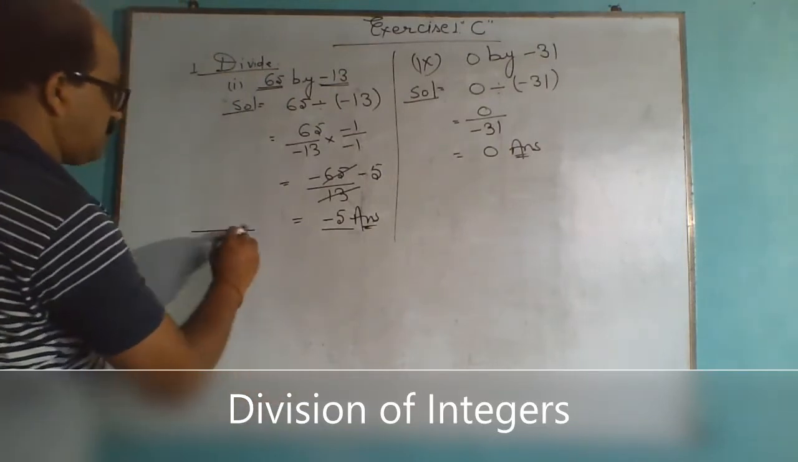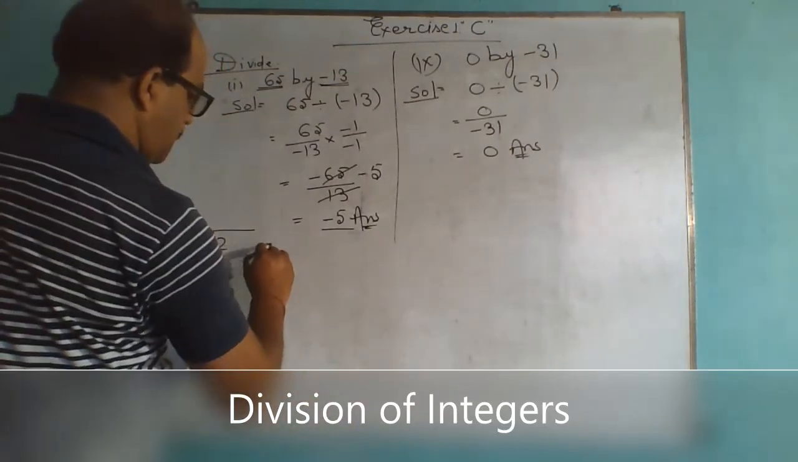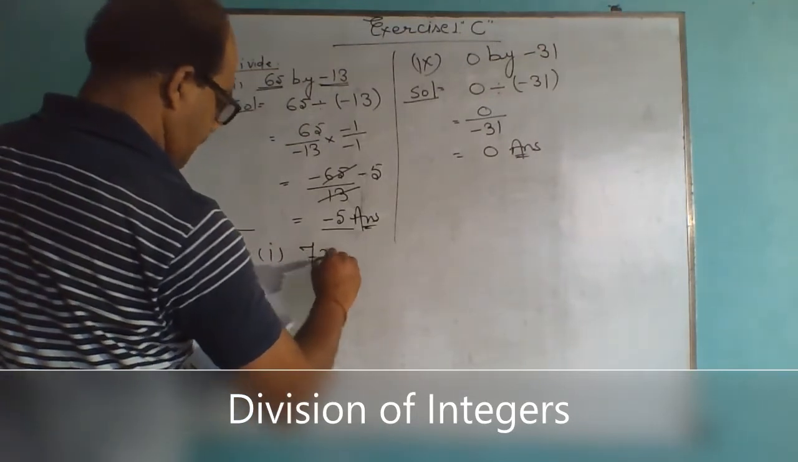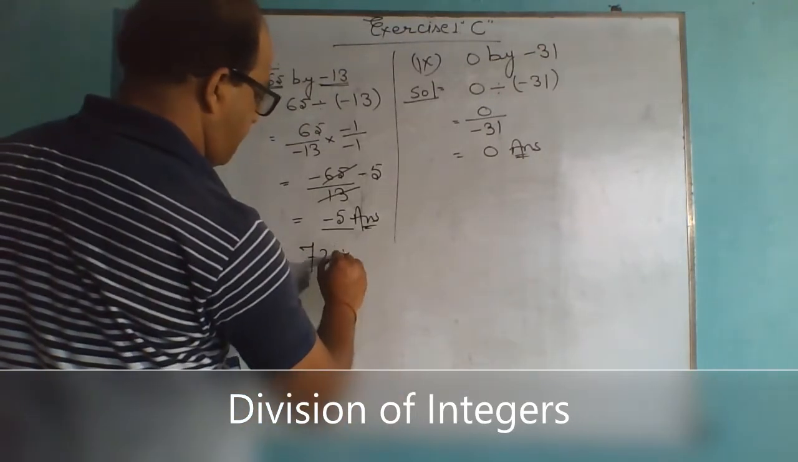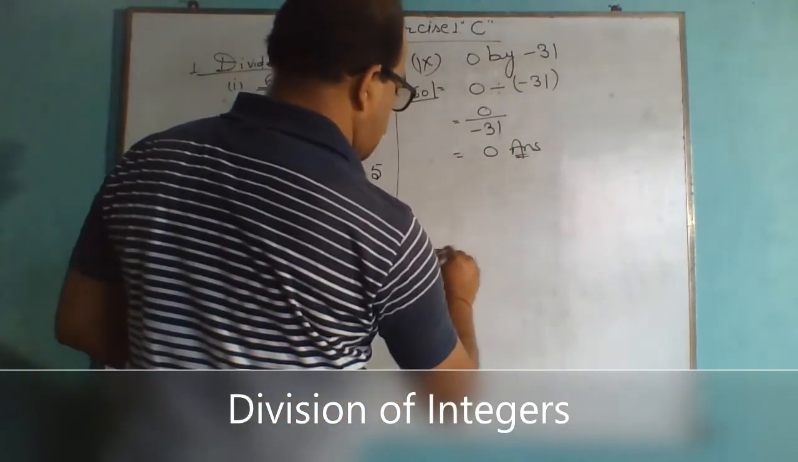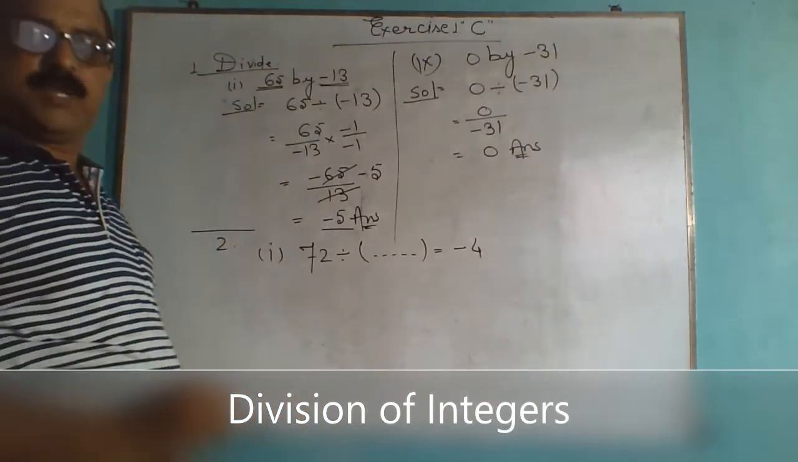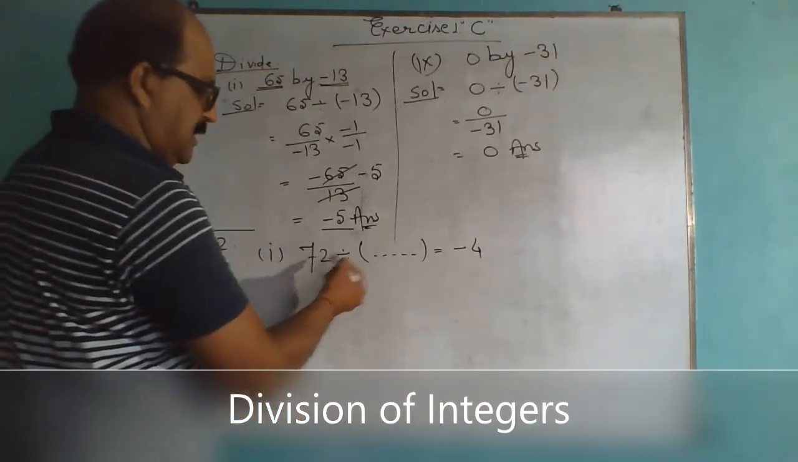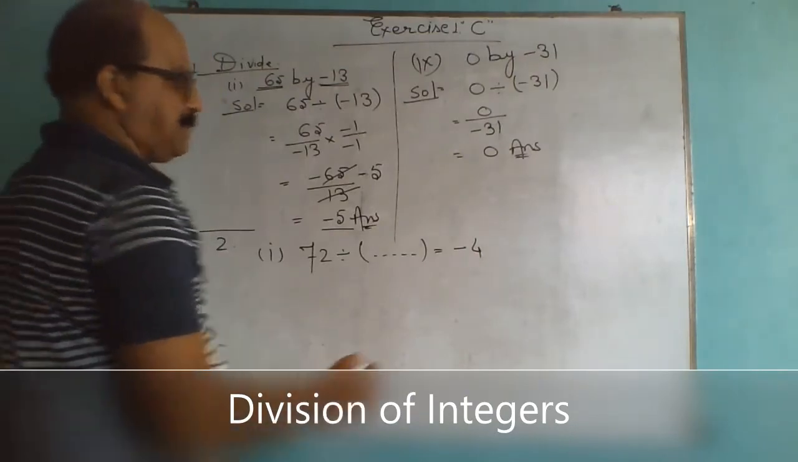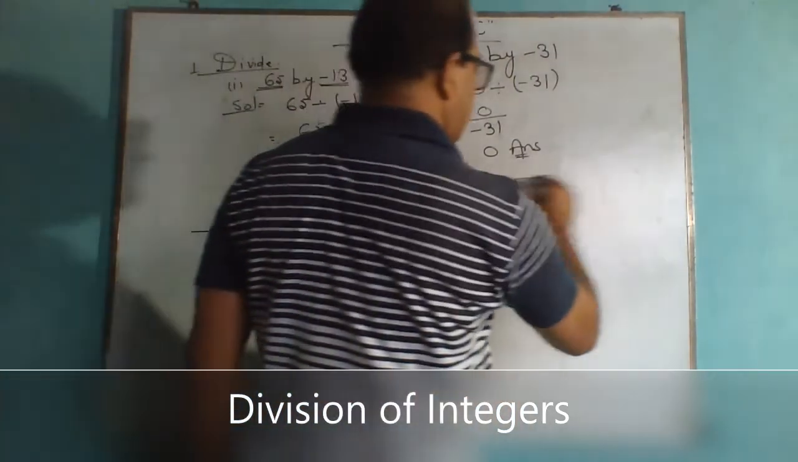See question number 2. Fill in the blanks. 72 is divided by what? So we obtain minus 4. This question says, here what will we do? Simply, we will see in the other examples.